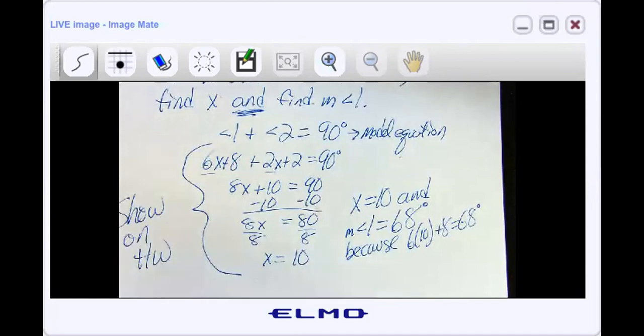Okay, does anybody have any questions right now about complementary angles? How they work, what we do? Anything?